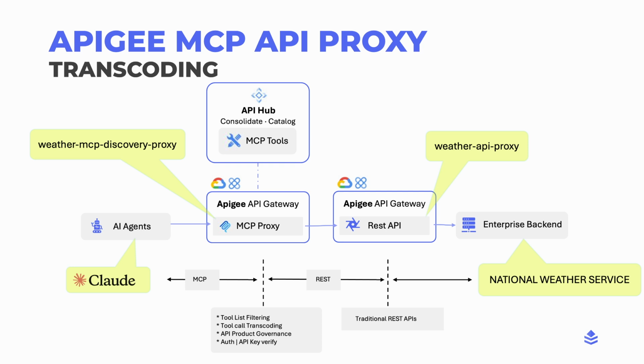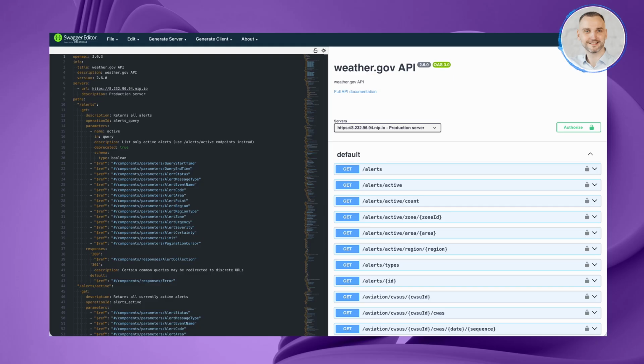Now let's look at the OpenAPI specification. The OpenAPI file describes the operations that we want to expose as MCP tools. For the MCP Discovery Proxy, every operation should have a clear operation ID, because this becomes the tool name that the MCP client can discover. For example, if we have an operation called alerts query, this operation can appear as an MCP tool in Claude.